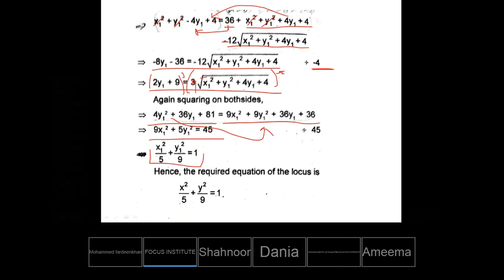So tomorrow and the day after tomorrow, that is Wednesday and Thursday, we will be completing this locus revision, so that you score perfectly, 100%, when we conduct tests next time. Got my point?